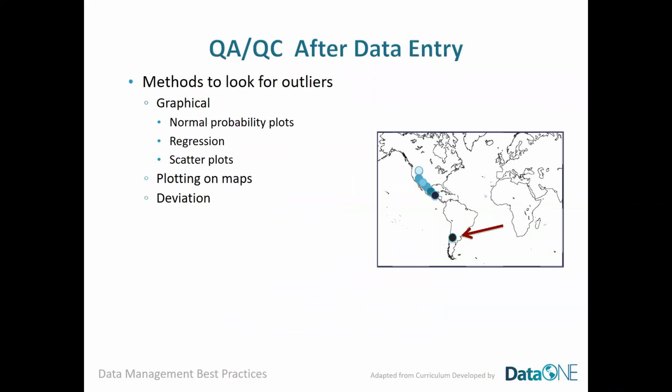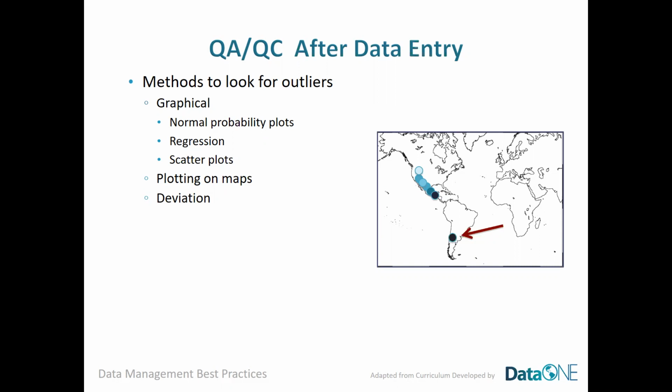Another common strategy for identifying outliers is to use graphical methods, for instance, normal probability plots, regression, or scatter plots. And if the data are geographical in nature, mapping the points can be used to ensure latitude and longitude were correctly entered. This map shows an example of an error that is the result of misentering latitude data.